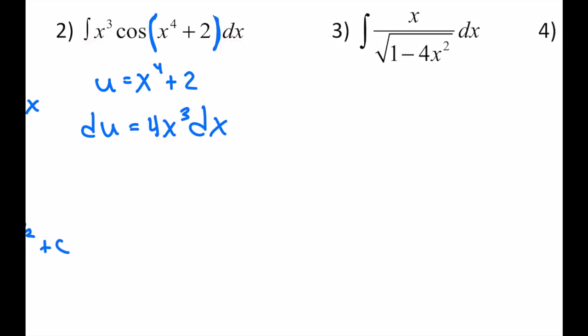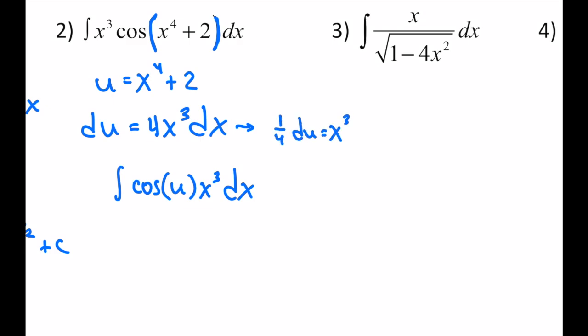What I'm going to do is rewrite my integral. So I've got the integral of cosine now u, because that has replaced the u. And I'm just going to group this. So I've got x cubed dx. You can see there's that x cubed dx. But I've got to get this 4 out of the way. I'm going to manipulate this. I'm going to divide by 4. So I'm going to have 1/4 du is now equal to x cubed dx. And I can see that's going to be our substitution.